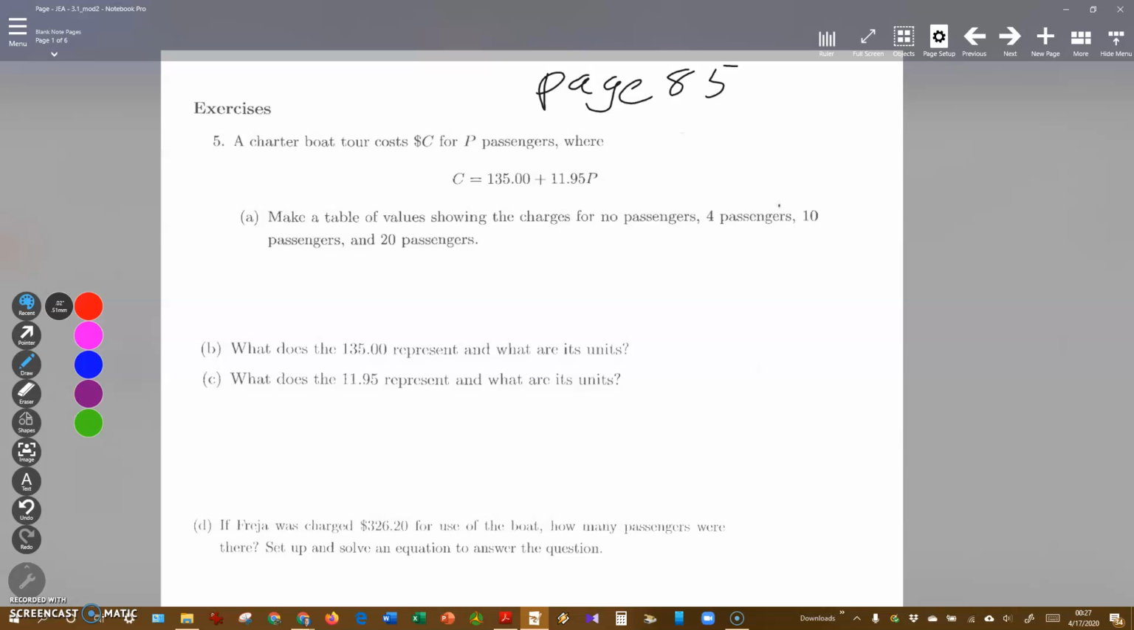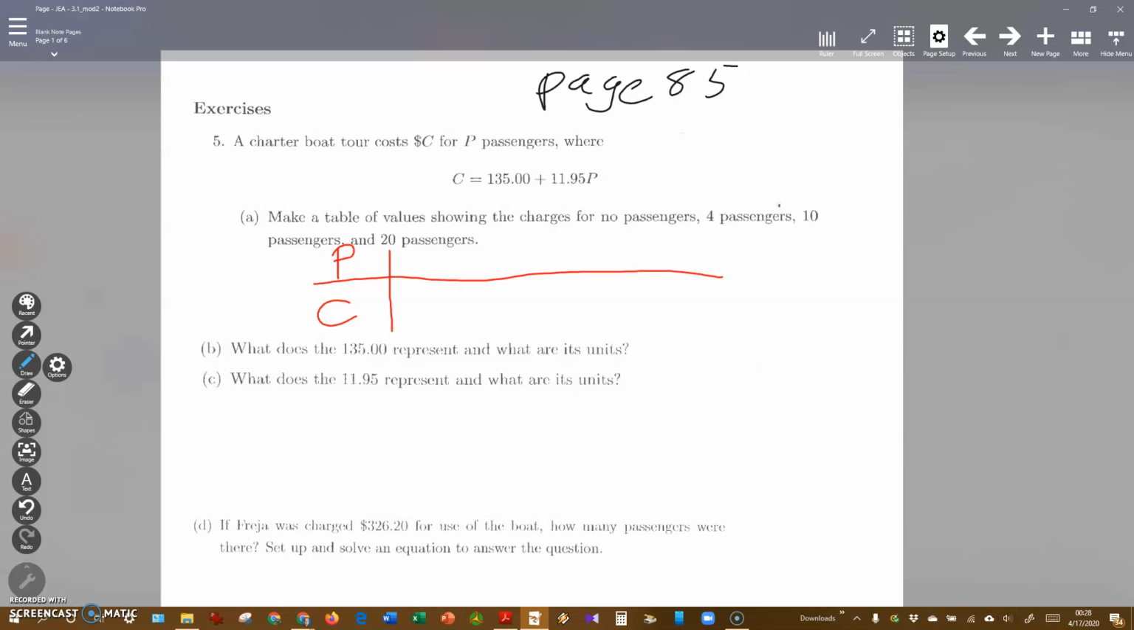So question A says, make a table of values showing the charges for no passengers, 4 passengers, 10 passengers, and 20 passengers. And we've done several of these before. We can do a table of values going straight across. And we always put our independent on top because that's the first information we need to put in, and our dependent information goes on the bottom. If you were doing a vertical table, your independent would go on the left and your dependent would go on the right side of the table. Since we're doing horizontal, we're going to do it this way.